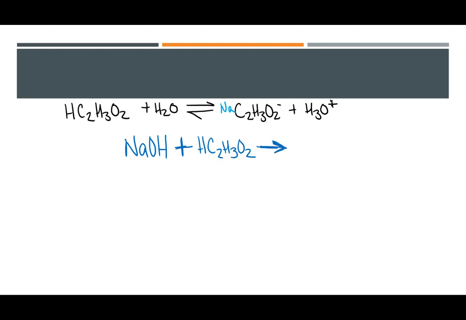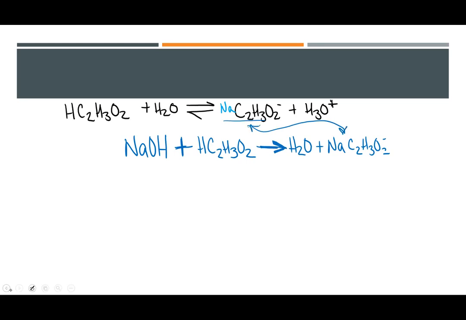Remember, this is a one-sided arrow. So the base is going to react with the acid to produce water. There's our neutral plus that salt. So sodium acetate is coming out on the other end, or the conjugate base.